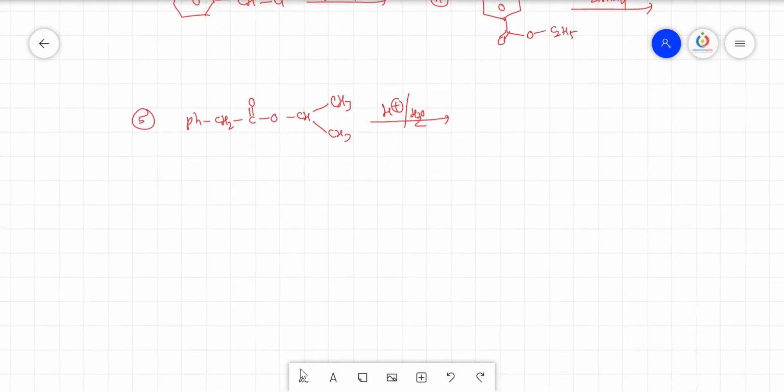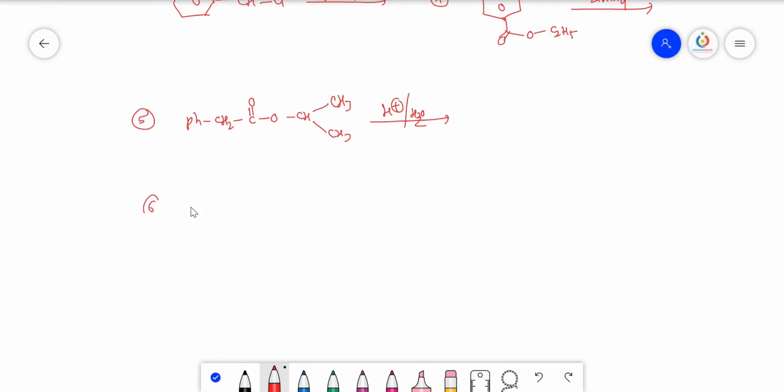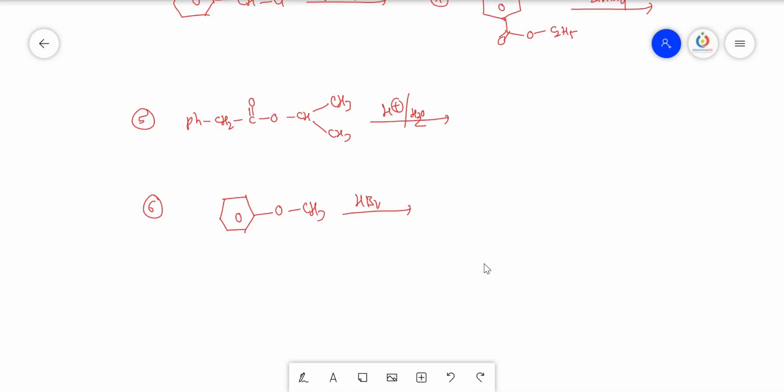And sixth example, let's take the benzene OCH3, H. Anyhow, this reaction I shall discuss separately. So this is the homework for you.